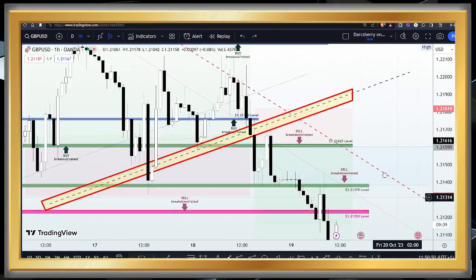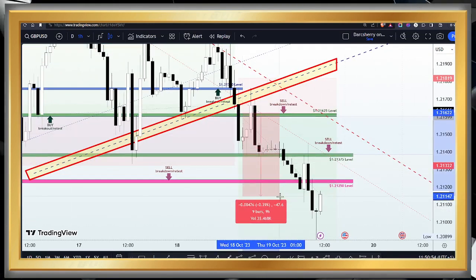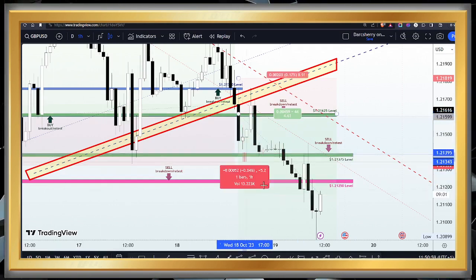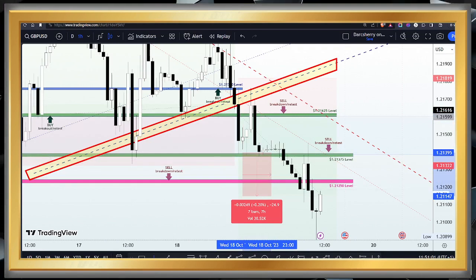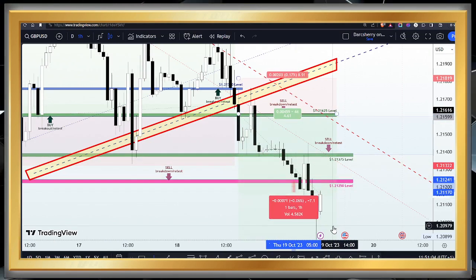So since yesterday we have been selling. We have the first sell position currently running with about 45 pips in profit, the second position running with about 25 pips in profit, and the third position running with about 7 pips in profit. So we have roughly 80 to 90 pips at this point in time.